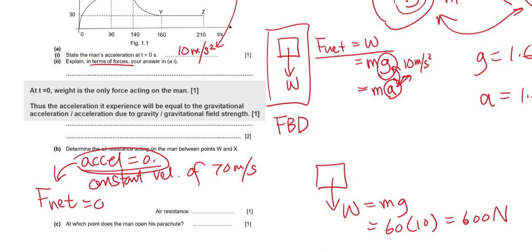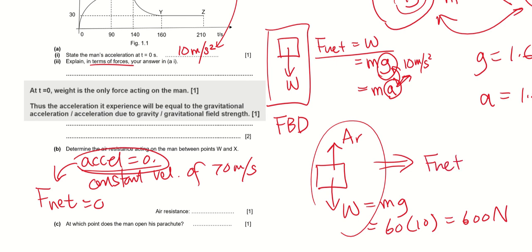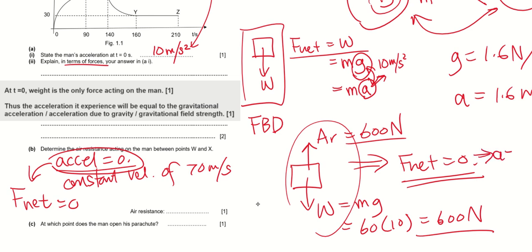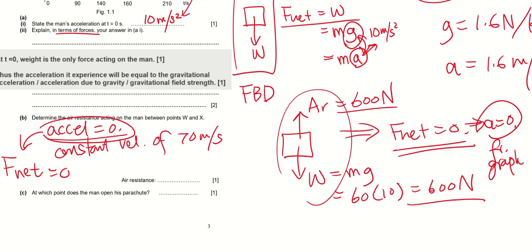So are there any other forces acting on the man? There is air resistance, AR. The air resistance actually opposes the motion, right? Now these two forces combined will give me F net to be 0. Therefore, air resistance must be equal to 600 Newton, and it must be in the opposite direction so that these two can cancel each other out to give me a value of F net of 0. When F net equals 0, acceleration is 0, which can be seen from the graph, because the gradient is 0 and gradient represents acceleration.